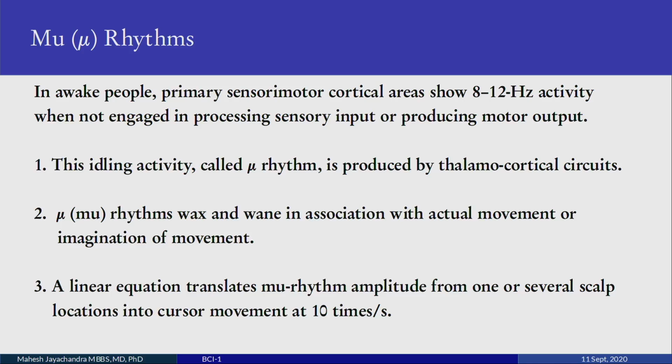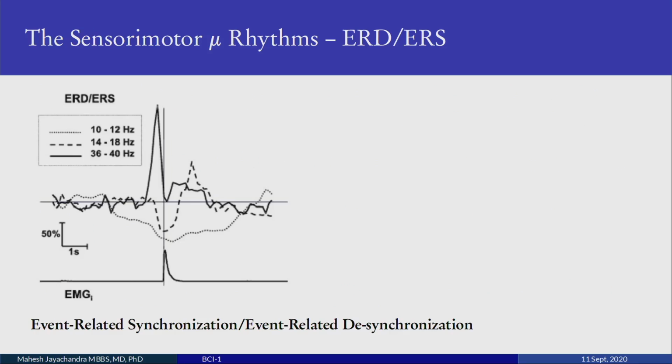So these mu rhythms wax and wane. They come up and go down with actual movements or imagination of movement. A linear equation translates the mu rhythm amplitude from one or several scalp locations into cursor movements at 10 times a second, 10 Hertz. When you think of moving, the mu rhythm desynchronizes. So it becomes kind of flat, low amplitude, high frequency, going into beta. The mu rhythm is in the alpha range. This is called event-related desynchronization, and its converse is event-related synchronization.